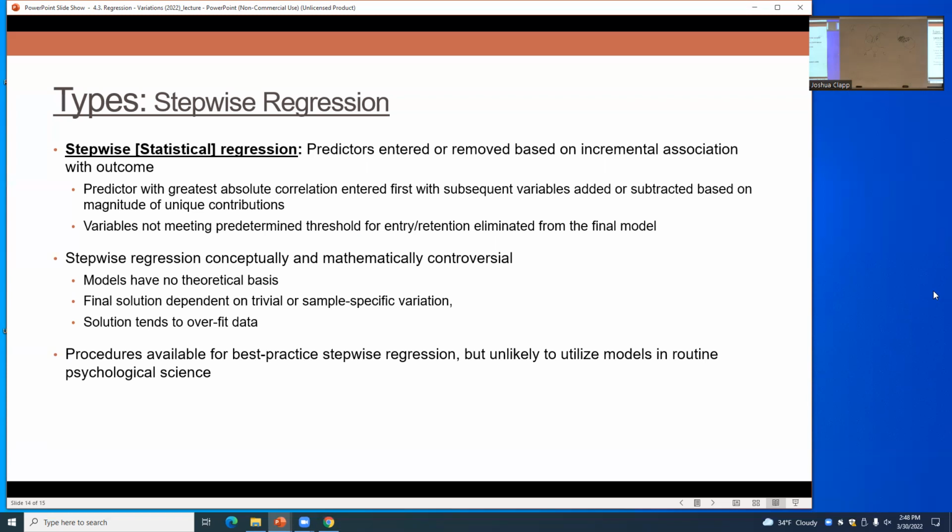Final thing that happens, these solutions tend to overfit our data, right? Because they're capitalizing on chance and small incremental deviations and things like that. Again, they're not replicable, and if you were to run this again, you could get a completely different model based on just nuances of the data, okay? So there are ways to go through and do this.